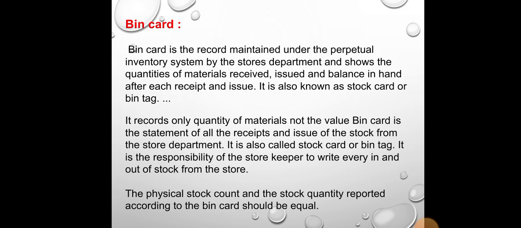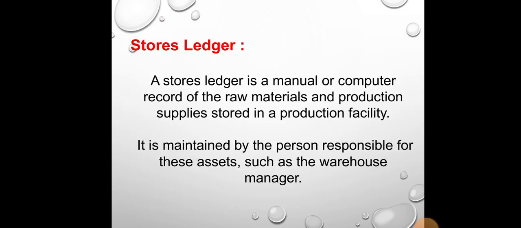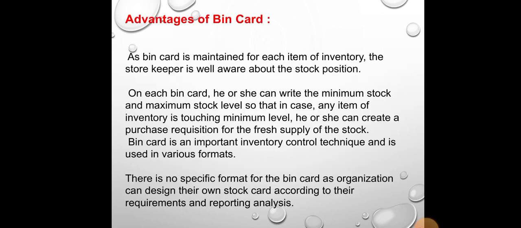It is the responsibility of the storekeeper to write every in and out of stock from the store. The physical stock quantity and the stock quantity reported according to the bin card should be equal. Store's ledger. A store's ledger is a manual or computer record of raw materials and production supplies stored in the production facility. It is maintained by the person responsible for these assets, such as the warehouse manager.